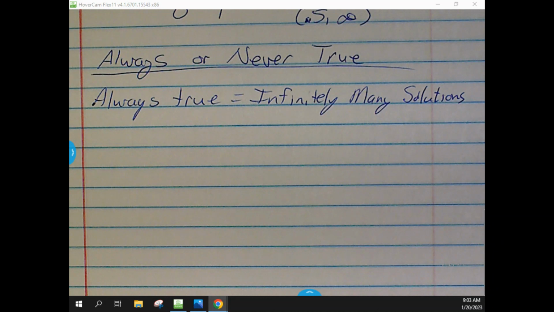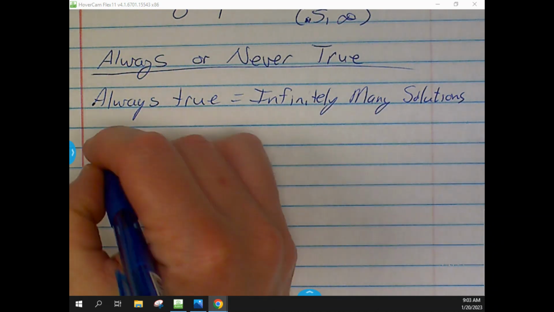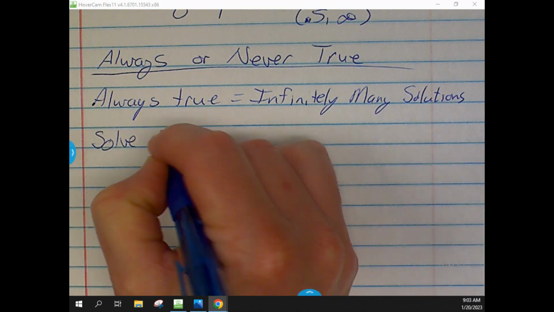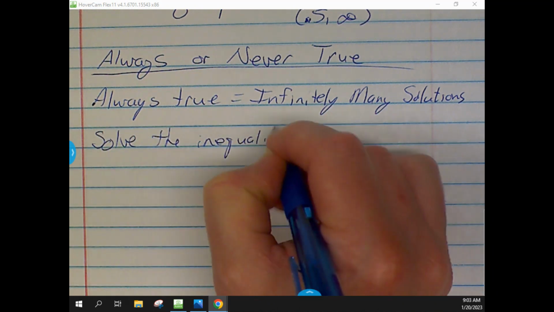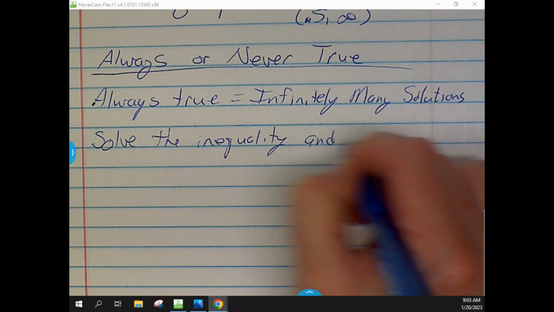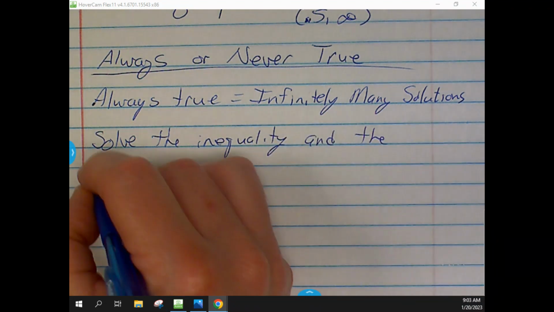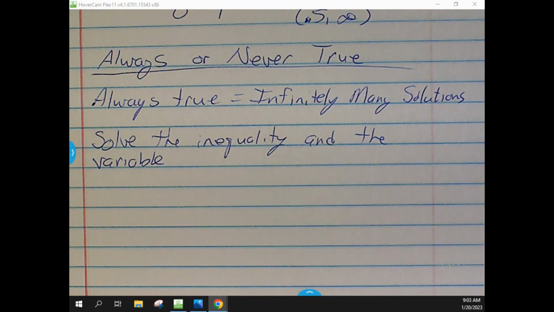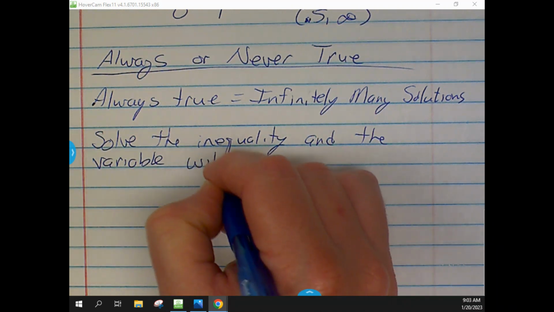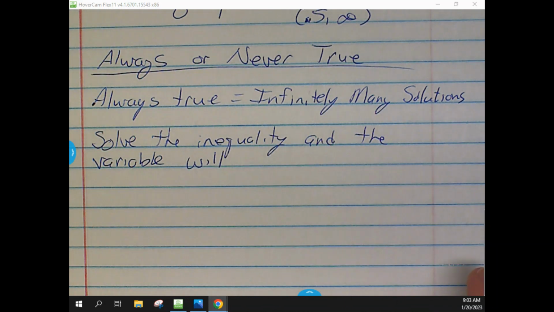For that one, if you're going through with one like that, you still solve the inequality. And the variable, probably in this case, will not be in the answer.